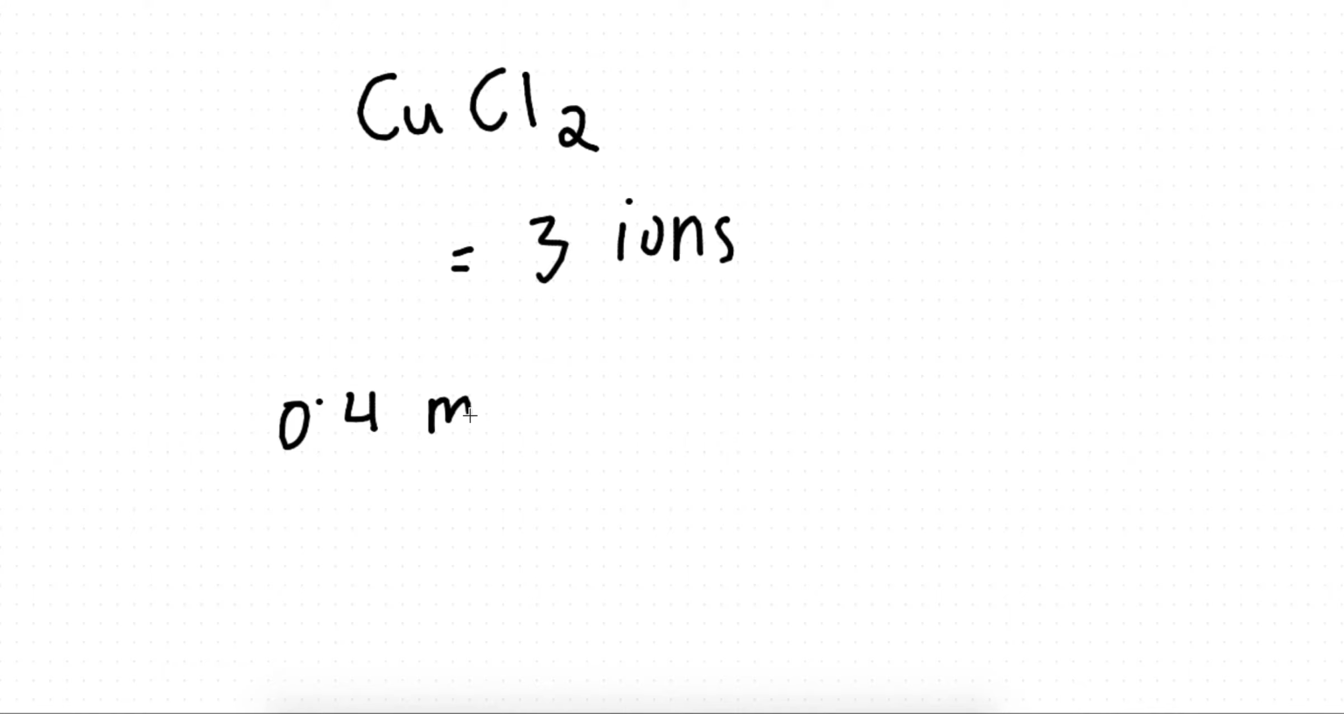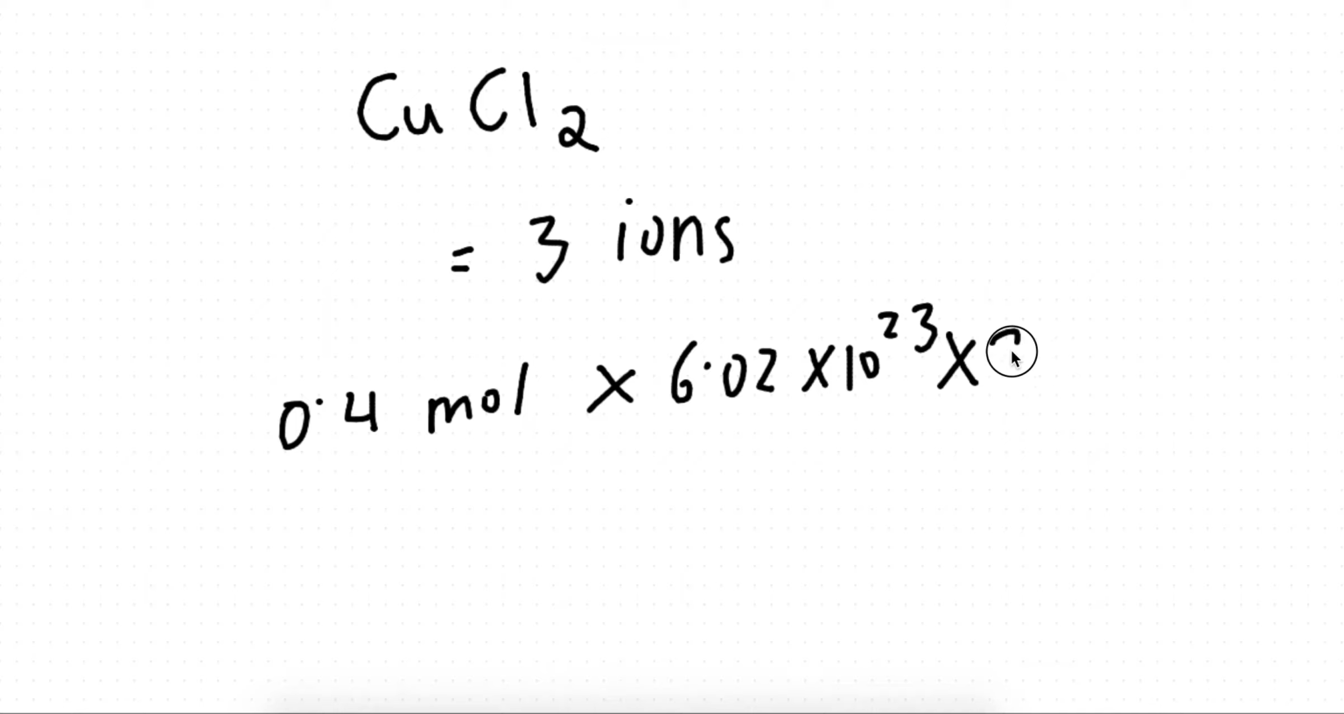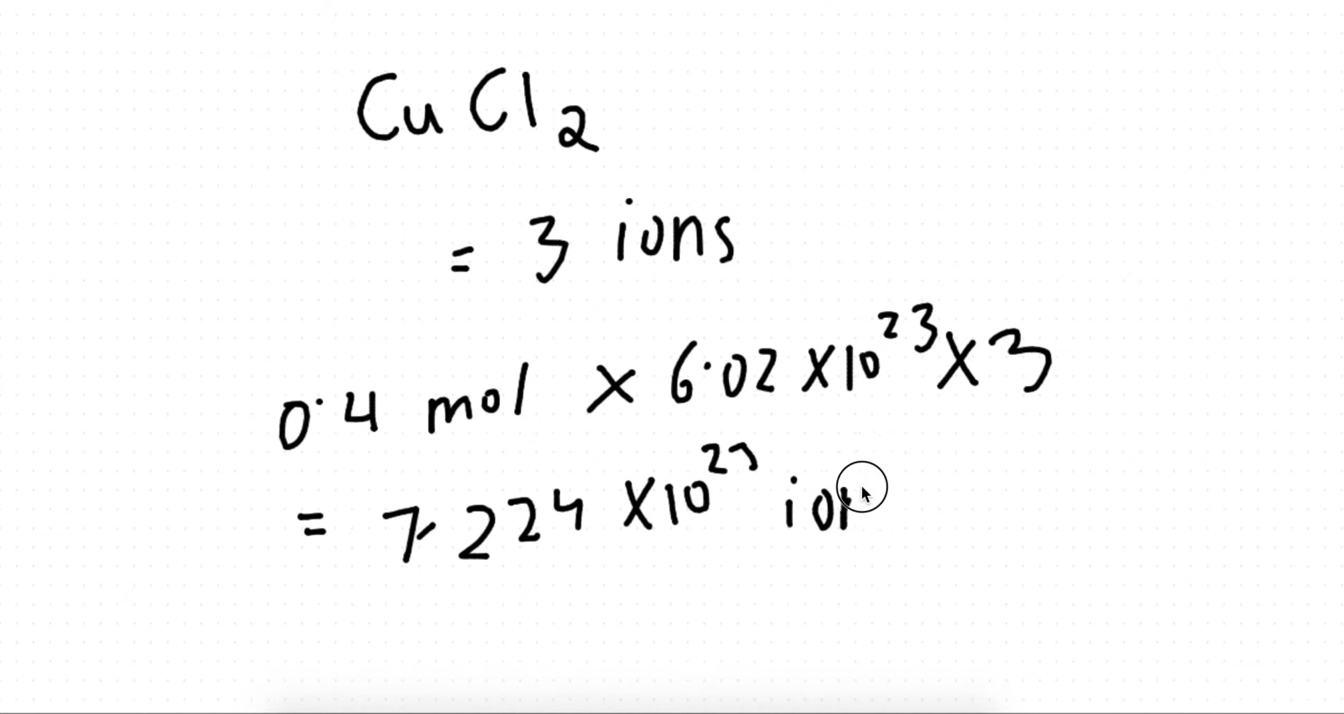And we want to find the total number of ions, which is the total number of particles. So to go from mole to particles, we multiply 0.4 times 6.02 times 10 to the power of 23. Are we done yet? No. We don't have one ion. We are finding the number of ions, right? We have 3 ions. So multiply this by 3. We get our final answer to be 7.224 times 10 to the power of 23 ions.